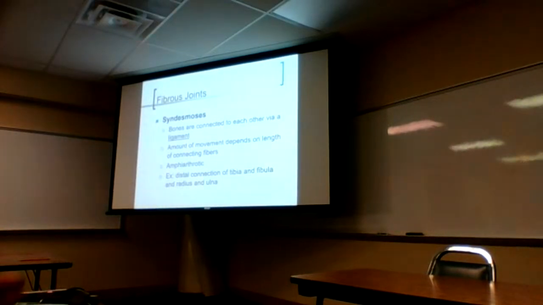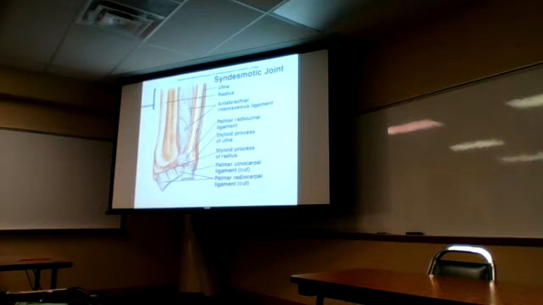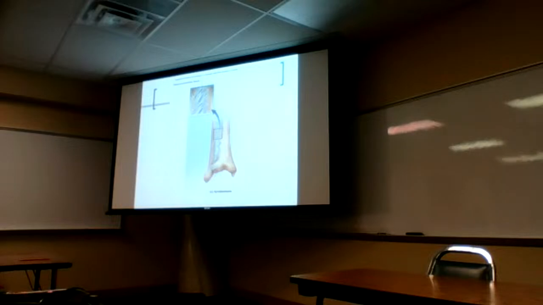So here's showing the syndesmotic joints of the radius and ulna and areas around. So the antebrachial interosseous ligament, the palmar radioulnar ligament, the palmar radiocarpal ligament, the palmar radial or ulnar carpal ligament. All those guys are examples of syndesmosis, allowing for a little bit of wiggle room when the bones move around other joints. And here's again our syndesmosis at the end of the tibia and the fibula.